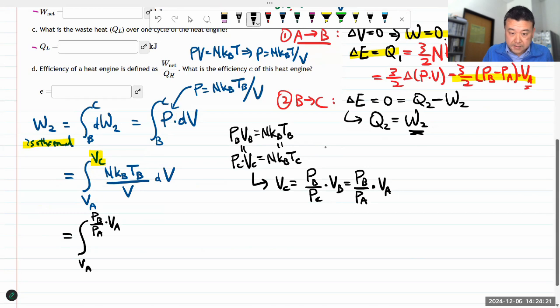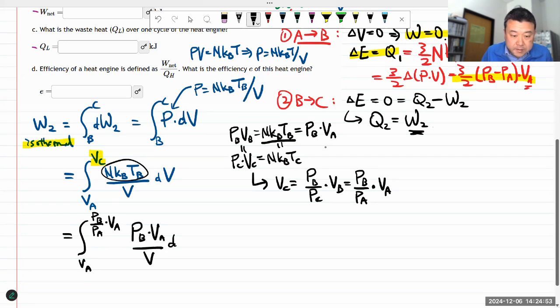So this NkBT expression here, which is also here, was equal to PB times VB, which is the same as PB times VA for the reasons we were saying earlier. So I'm just going to plug this in. I don't think I need to look up the Boltzmann constant. I can re-express everything in terms of pressure and volume, and I don't need to deal with the Boltzmann constant or possibly not even temperature. So PB times VA divided by V dV.